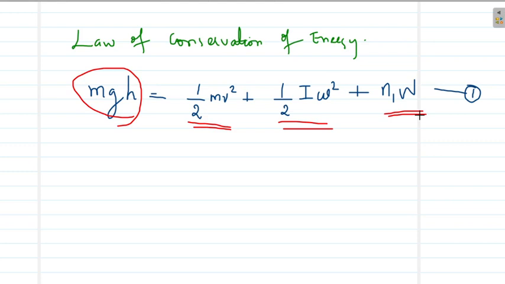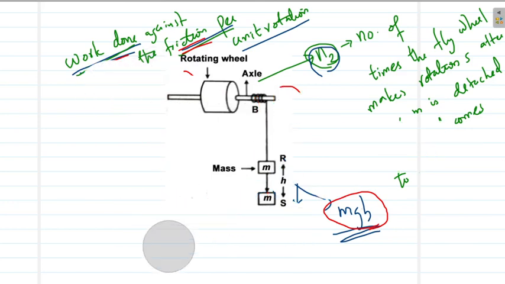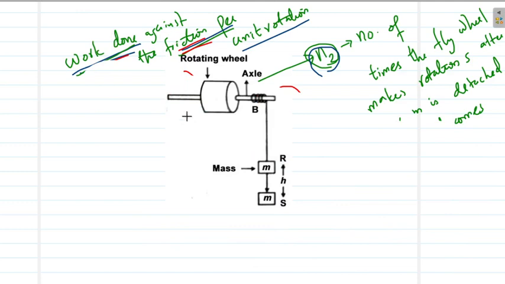Now, let us try to find out an equation for this W, which is the energy lost for each rotation due to friction. For that, we will consider the second part of this experiment, where we mentioned what happens after the thread detaches from this axle. We said that this flywheel will make N2 rotations after this thread detaches from this axle, or after this M touches the ground. So half I omega square was the initial rotational kinetic energy of this flywheel, and that is getting completely lost during this process.